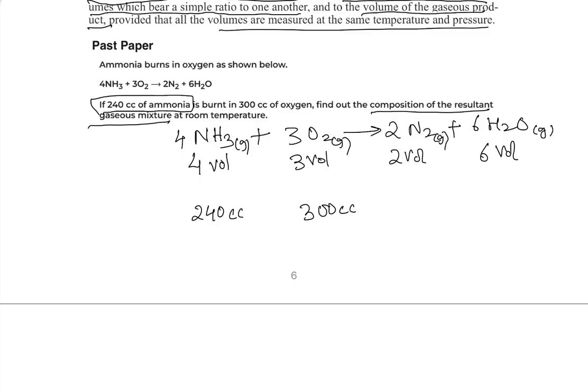So here we have 2 reactants, ammonia and oxygen. That means definitely one will be present in excess quantity and one is going to be used up in the reaction.